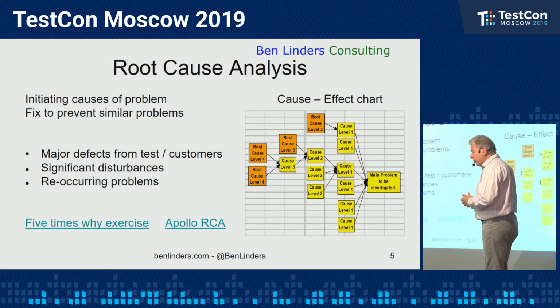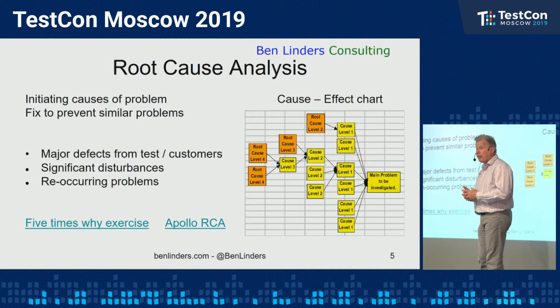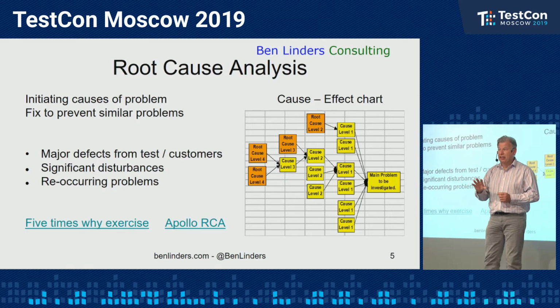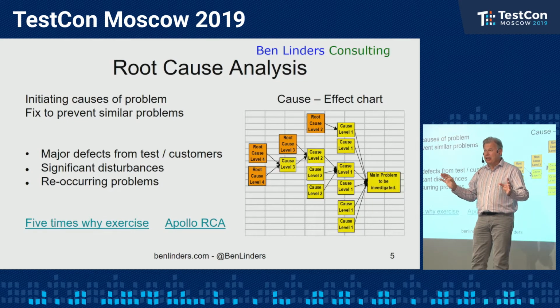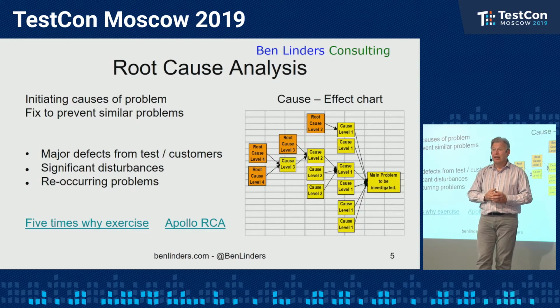And one of the methods that you can use is the 5 times why exercise, and again this is not limited to 5, it can be 6 or 7 times why. But the idea behind this exercise is to keep on asking why in different formats until you really get to those initiating causes of problems. And once you understand these initiating causes, then you can think about, okay, how can we fix them to prevent similar problems from happening in the future?